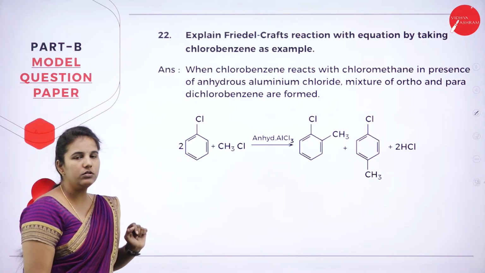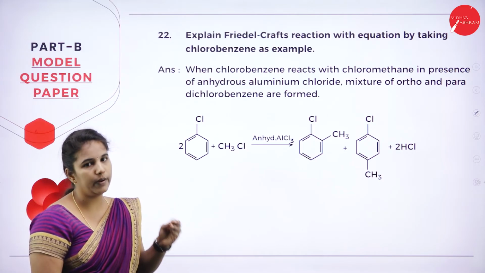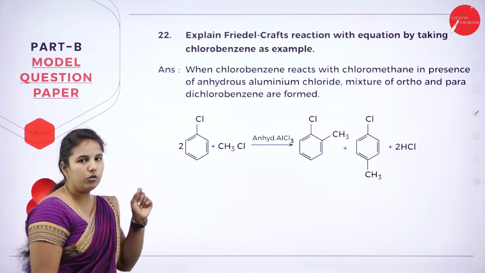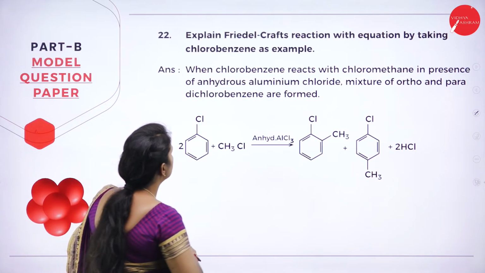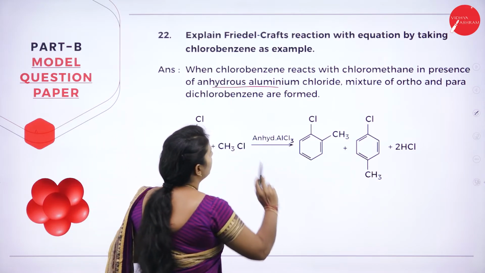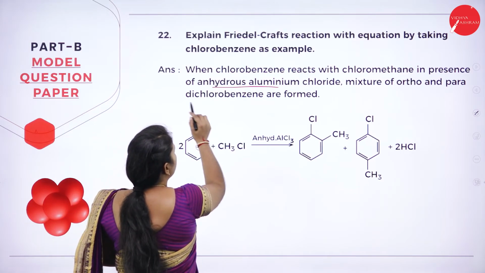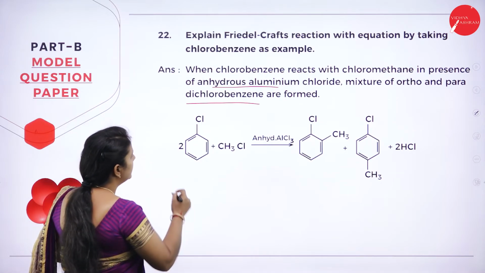Here you need to write what is Friedel-Crafts reaction by taking only the chlorobenzene. So when chlorobenzene is reacting with chloromethane, which is an alkyl halide, in presence of anhydrous aluminum chloride, the mixture of ortho and para dichlorobenzene will be formed. How do we represent the reaction?